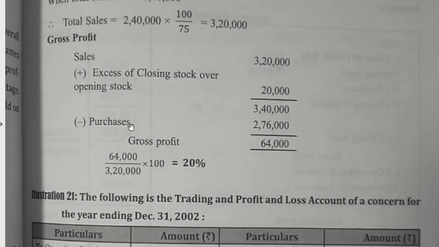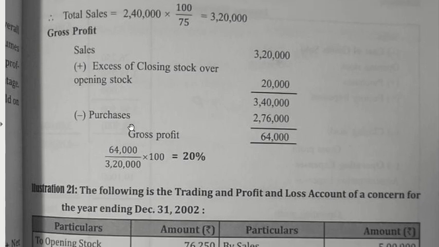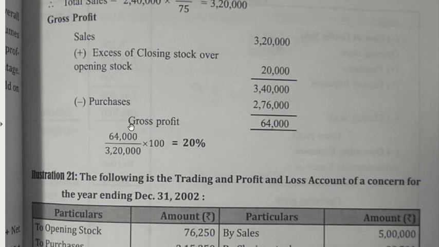So now you have your total sales. Now we are supposed to calculate our gross profit. What are we supposed to calculate? Gross profit. Because in the question they have told us to calculate the gross profit ratio. We do not know the gross profit.